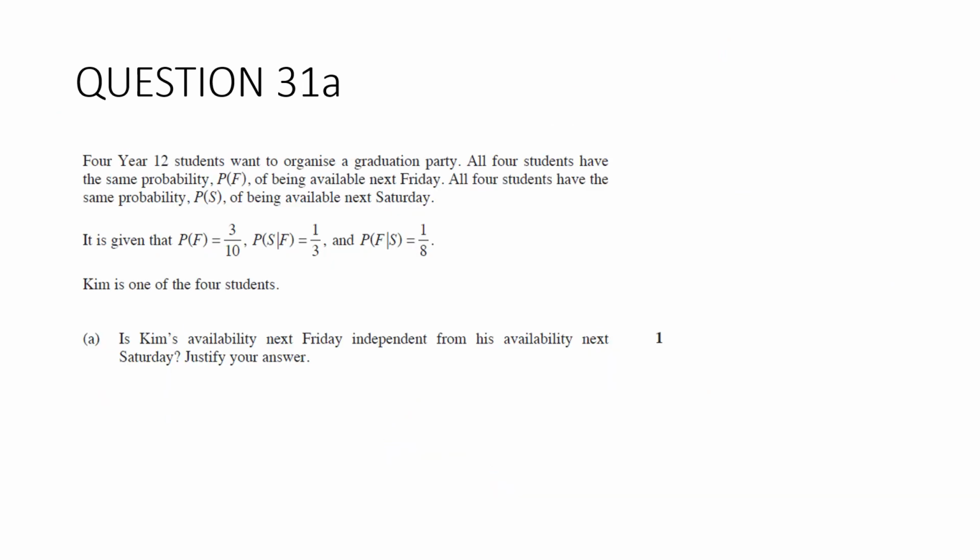Question 31a, 4 Year 12 students want to organise a graduation party. All 4 students have the same probability, P of F, of being available next Friday. All 4 students have the same probability, P of S, of being available next Saturday. It is given that P of F is 3/10, P of S given F is 1/3, and P of F given S is 1/8. Kim is one of the 4 students. Is Kim's availability next Friday independent from his availability next Saturday? Justify your answer. And the answer is no, it's not independent.